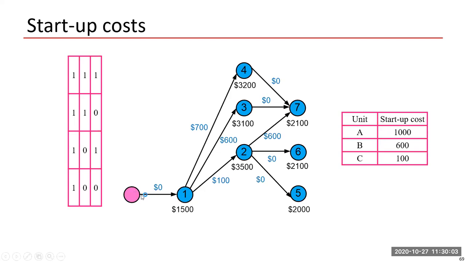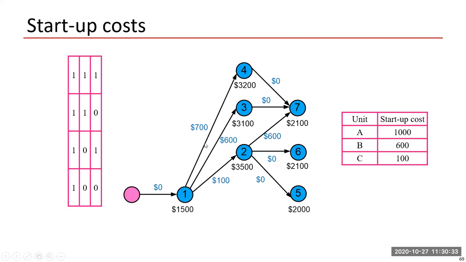So these blue colored numbers are basically your startup cost, whereas the black colored numbers are the operational cost, or the production cost, or the generation cost, you can say. So let's focus on these blue colored numbers in this slide. From the initial state to this state, we are not changing our status. None of the units have changed its status, so there is no startup cost, zero.